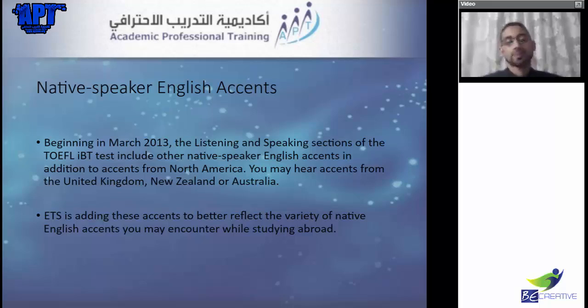Now, the action. Pay attention to this. These are some general information you need to know about the test. Beginning in March 2013, the written and speaking sections of the TOEFL IBT include native speaker accents, in addition to accents from North America. What's that? Maybe you'll find Brazilian accents, Argentinian accents, or accents that are not pure American accents. Maybe you'll find New Zealand accents, Australian accents, some people from the United Kingdom, some English people talking with British accents. You'll be exposed to lots of accents.